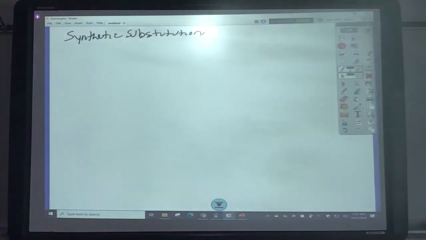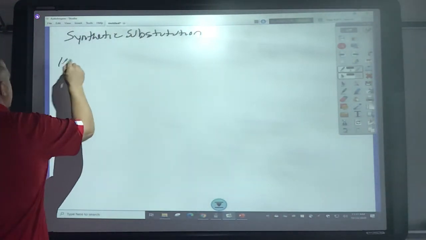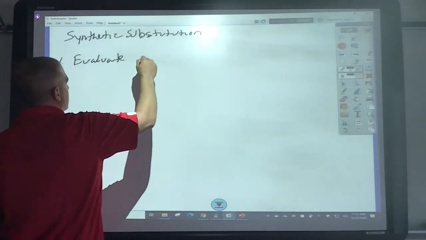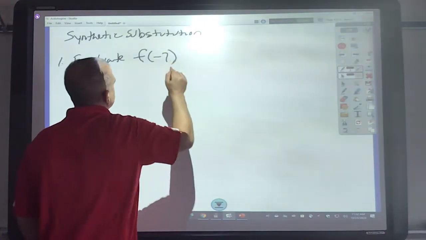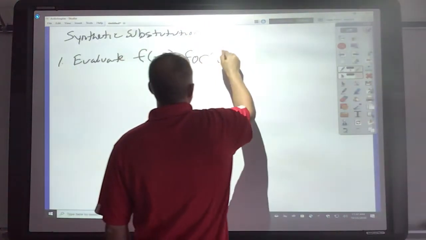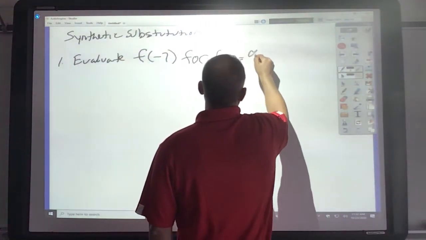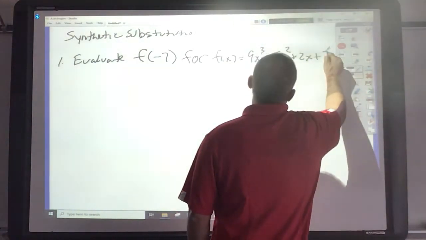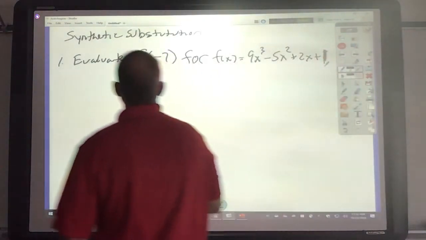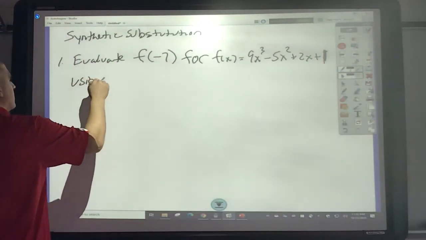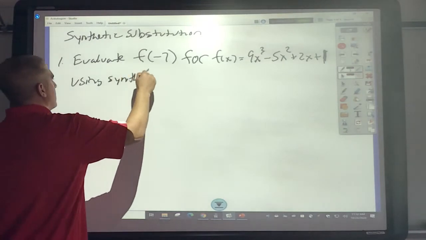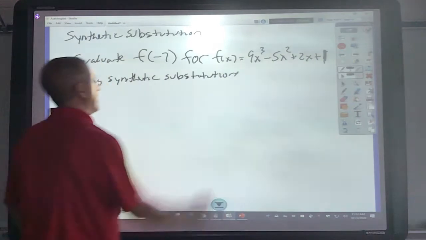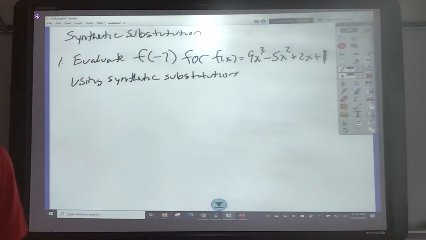We'll just do two problems. I'll do one, you'll do one. It'll say something like evaluate, let's say f of negative 7 for the function with a plus 1 at the end, using synthetic substitution. Okay? Now, while this looks complicated, it's actually easy.